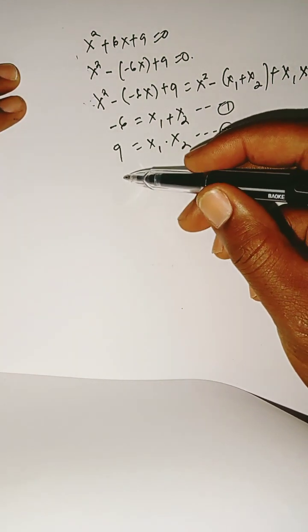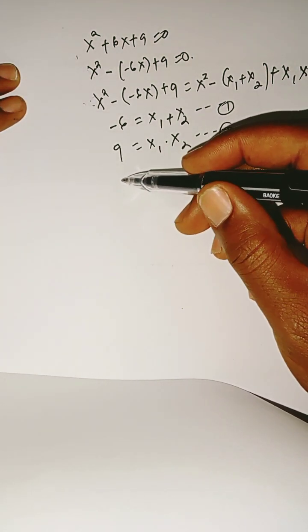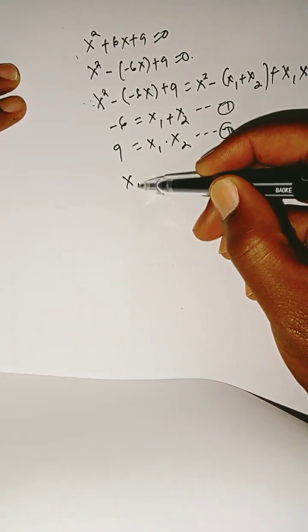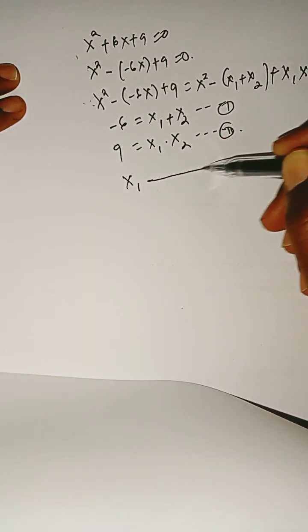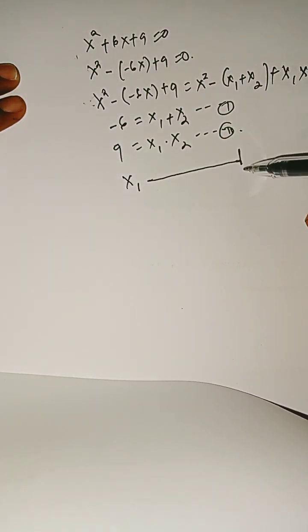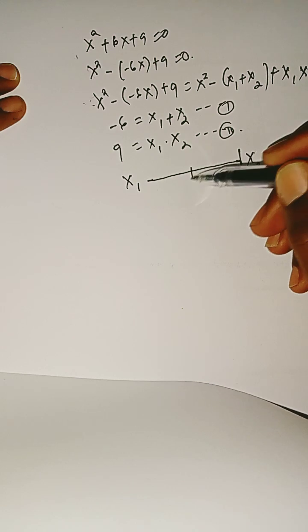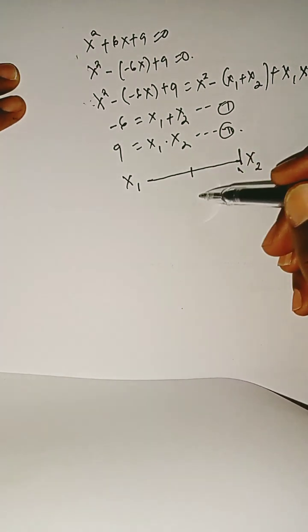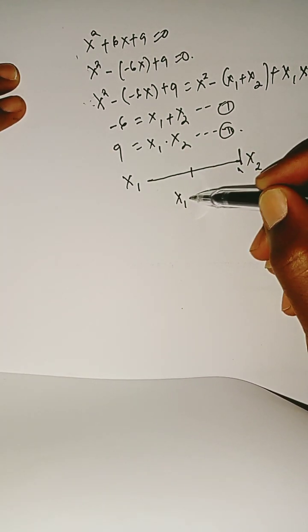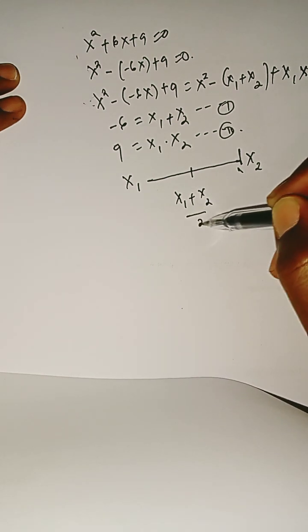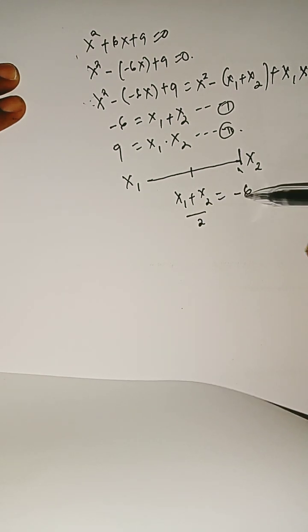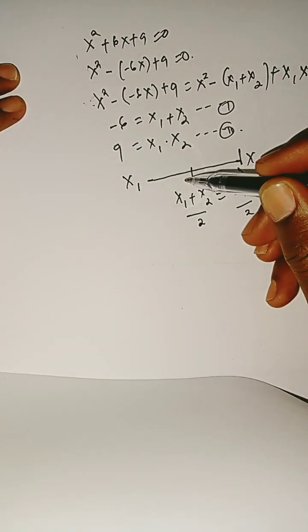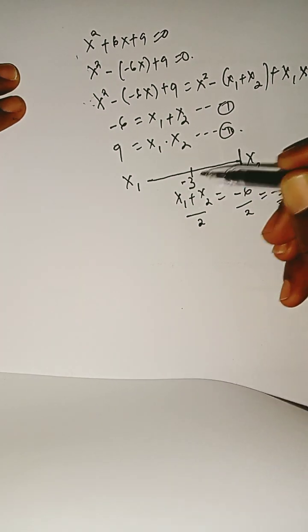The method we are going to use here is called the method of midpoint, where we take the first root x sub 1 at its extreme point with x sub 2, and we take the midpoint between these two. We know the formula for the midpoint is x sub 1 plus x sub 2 divided by 2. This is the same as minus 6 divided by 2, which is minus 3. So this value here is minus 3.